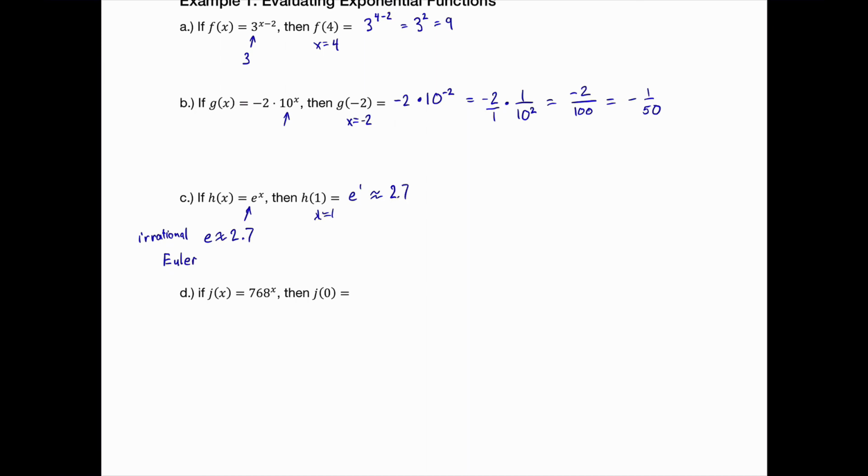In this last example, j of x, we're letting x equal to 0. So we have 768 as our base. We raise it to the 0 power. And of course, anything to the 0 power is just going to be equal to 1. So right here, what we've obtained is a y-intercept for the graph of the function, and we'll look at that in the next page.